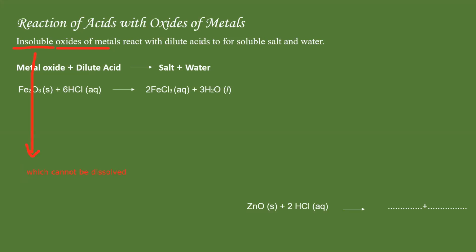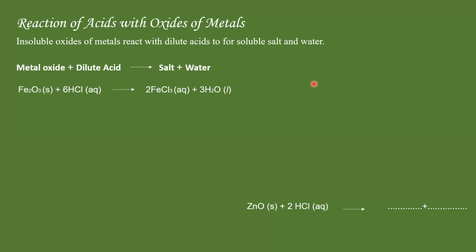Oxides of metal react with dilute acids to form soluble salt and water. So what happens is that if I put an insoluble oxide, Fe2O3, in 6HCl, I'll get a salt, FeCl3, which is soluble. So ये water में dissolve हो जाएगा. And 3H2O. So you just have to keep this in mind. There's no mathematics to it. Just keep in mind that if I have a metal oxide and a dilute acid, I'll get salt and water.